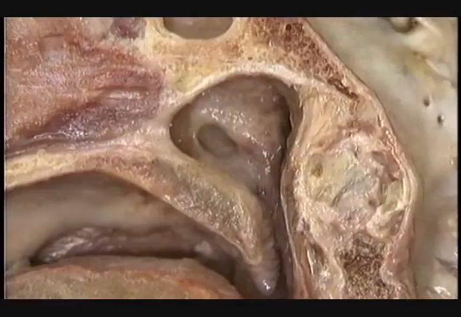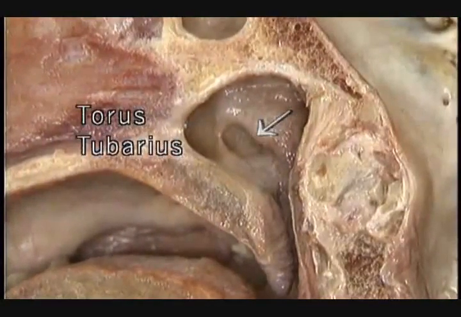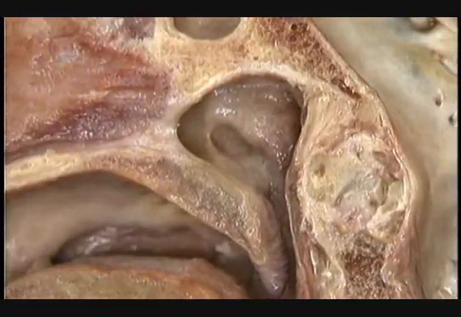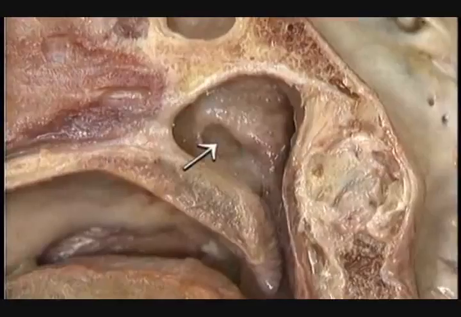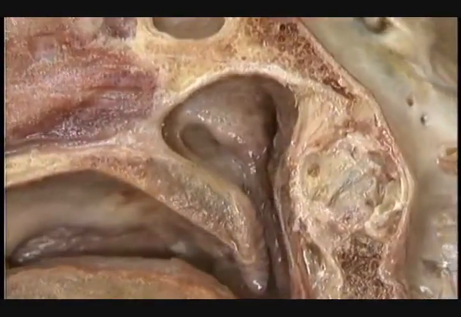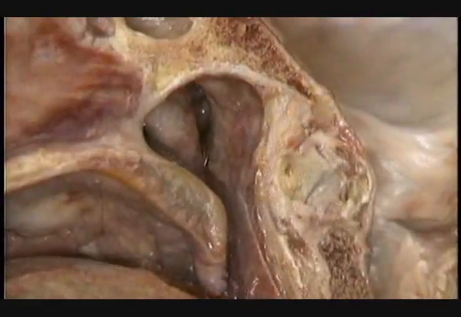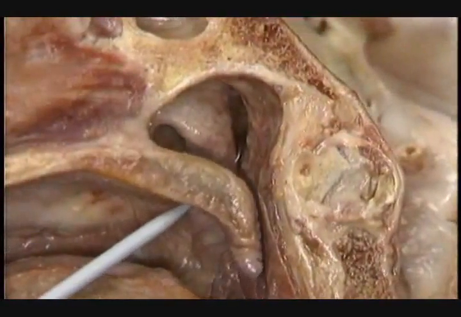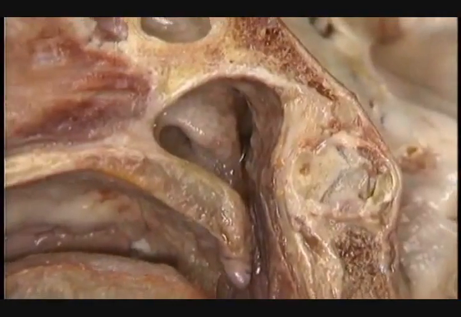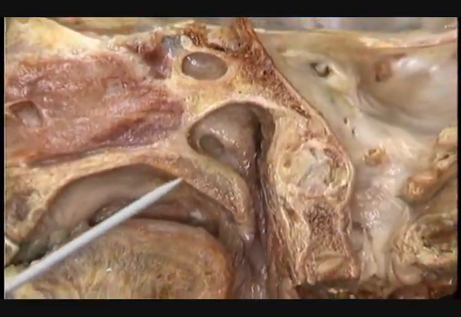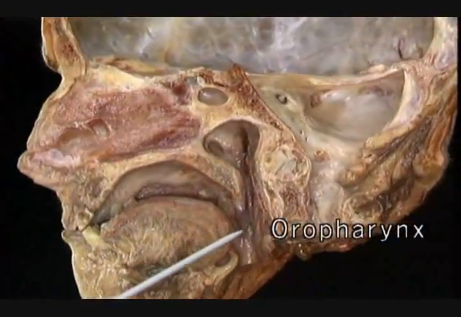In the mucosa of the lateral wall of the nasopharynx, there's a pronounced inward fold called the torus tubarius. It's produced by the inward projection of the cartilage of the auditory tube. The mucosal opening of the tube is here. Behind the torus tubarius is a deep recess, the pharyngeal recess. The floor of the nasopharynx is formed by the soft palate, which forms a highly mobile partition between the nasopharynx and the back of the oral cavity. The nasopharynx opens downward into the oropharynx.